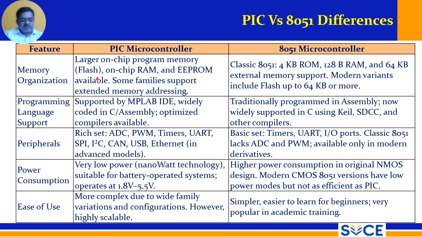Memory organization: PIC has larger on-chip memory, program memory flash, on-chip RAM, and EEPROM available. Some families support extended memory addressing also. So here in 8051, 4 KB ROM, 128 byte RAM, and 64 kilobyte external memory support. Modern variants include flash up to 64 KB or a little more. Programming language supported by MPLAB IDE, and widely coded in C. Assembly optimized compilers are available.